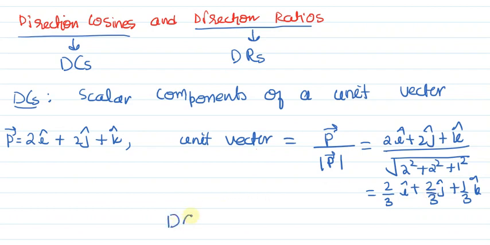So the DCs will be 2 by 3, 2 by 3 and 1 by 3.